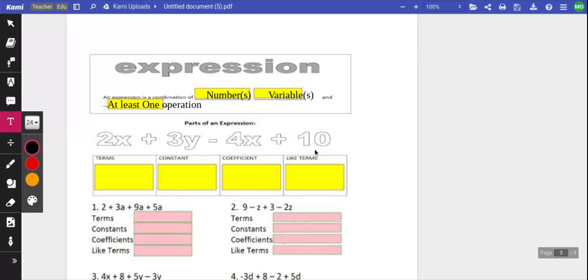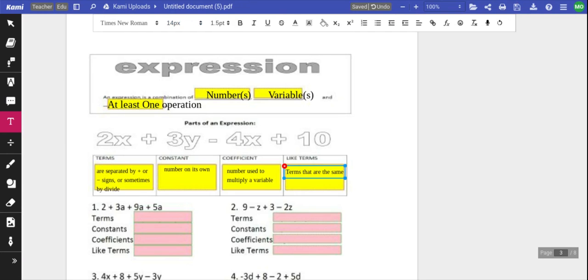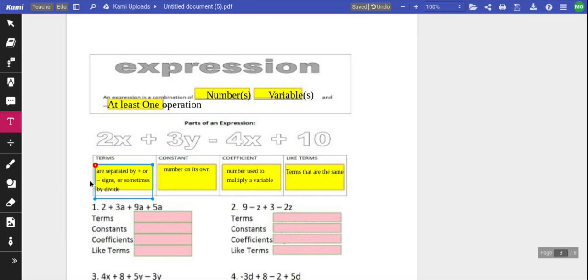Okay, we have parts of each expression that we need to put in. Terms is each individual part. Terms are each individual part, and they are normally separated by an addition, subtraction, or even sometimes a division sign. So that's what we would consider a term. So for this one, we have 4 terms.